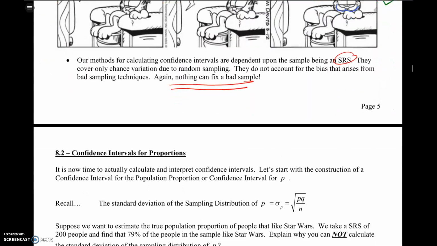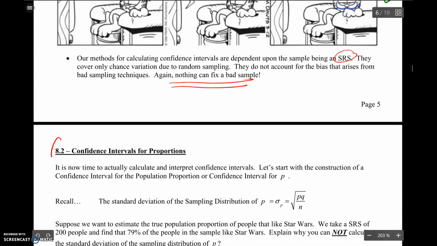Okay? All right, so next section we're going to learn about confidence intervals for proportions and how to actually calculate a confidence interval.